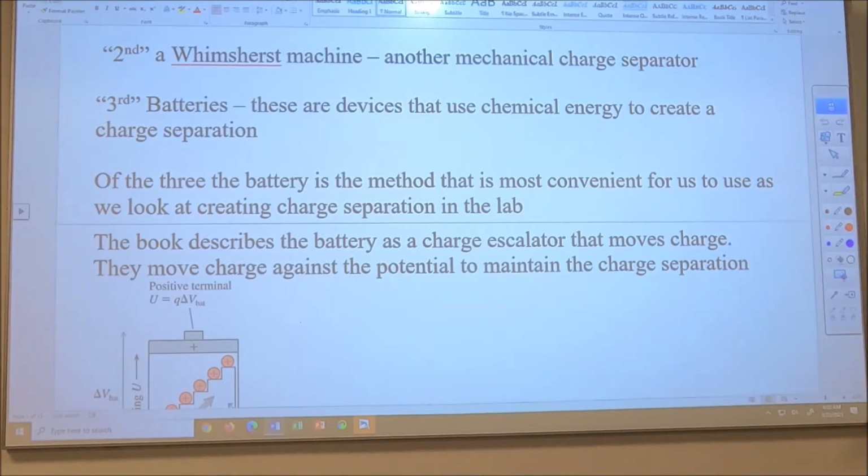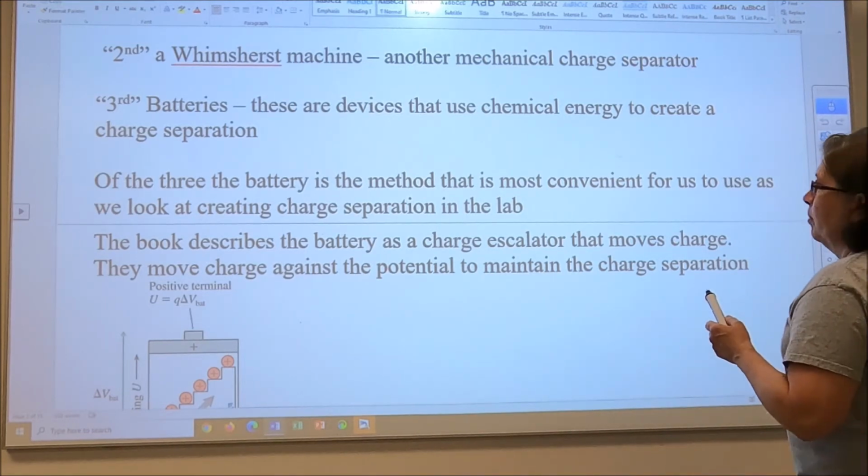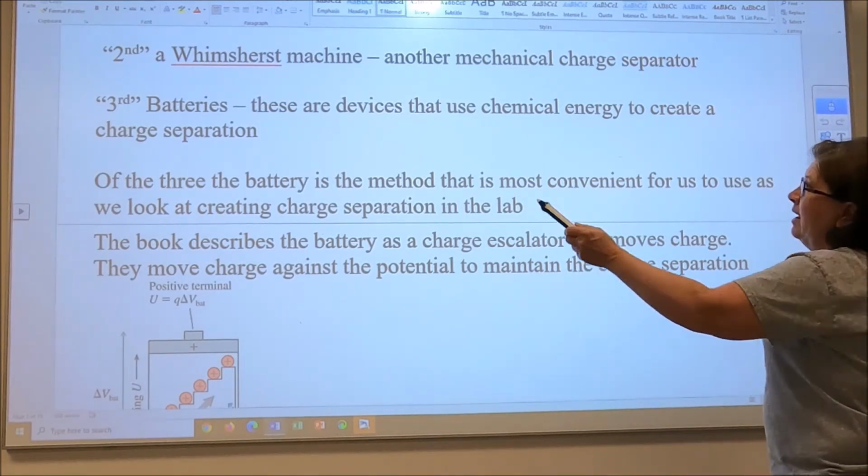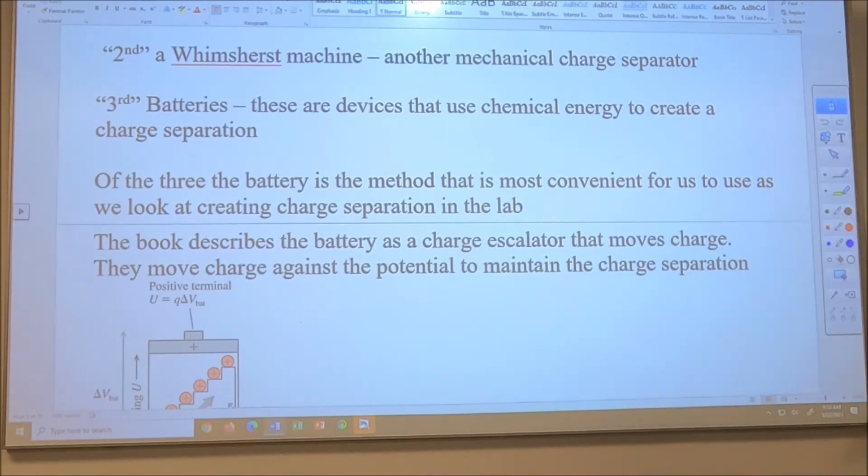The third way to separate charge, which is one you can carry around with you, and I bet everybody has one sitting nearby because their phone is nearby, is a battery. A battery uses chemical energy to create charge separation. Now, we're going to concentrate on batteries.